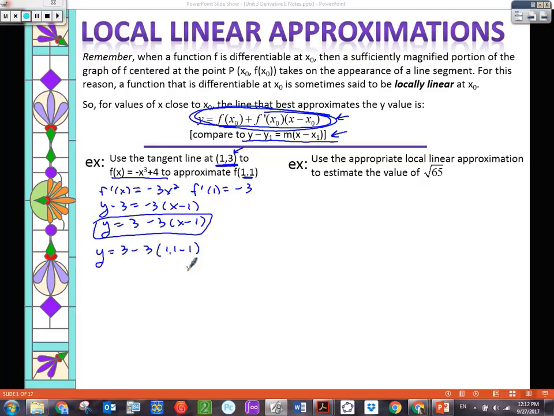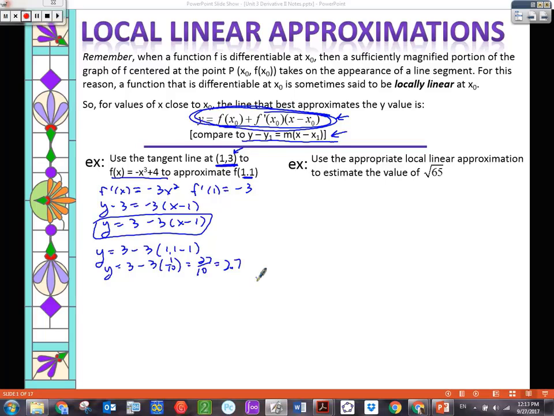So we work that out. We know 1.1 minus 1 is 0.1. Of course, I like fractions, so that's 1/10. So we get 27 tenths. If you like decimals, you can put it as a decimal. That's fine. The decimal would be 2.7. Either one of those. So there is our approximation.